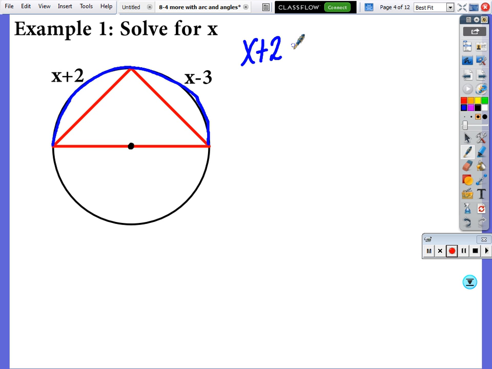x plus 2 plus x minus 3 better be equal to 180 degrees. That is a true statement. So we're going to get the right answer. So now piece by piece, we'll just solve for x.